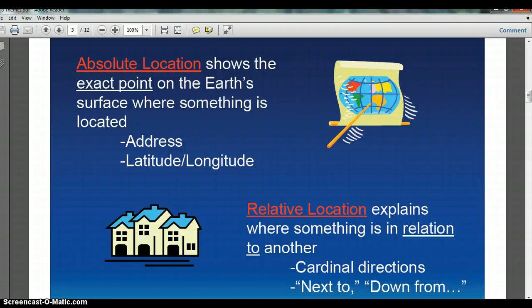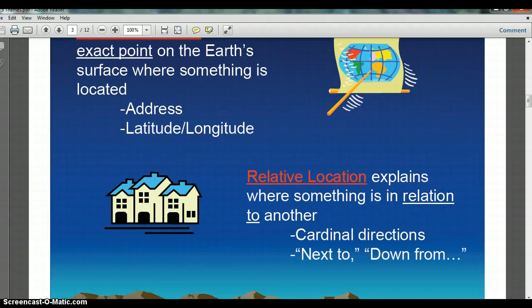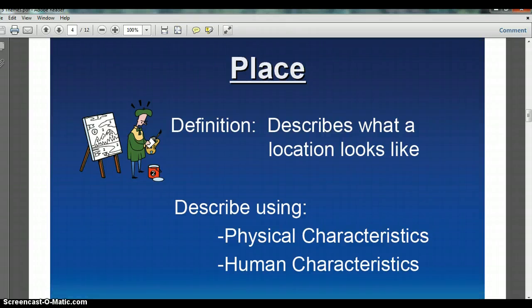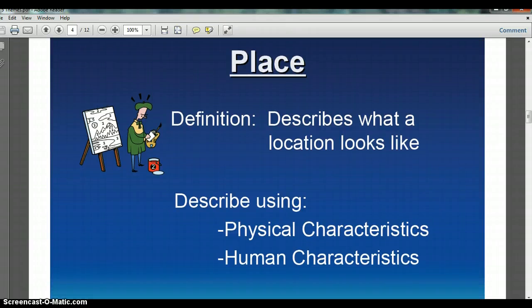You could use cardinal directions or intermediate directions. Walgreens is exactly south of Olathe North. It is next to KFC. It is down the street from Subway. You get the idea. This is where you tell where a place is in relation to another place. That is its relative location. That would be your L for lucky.